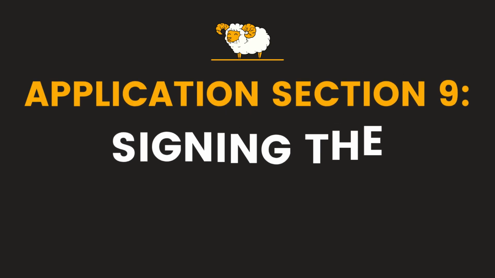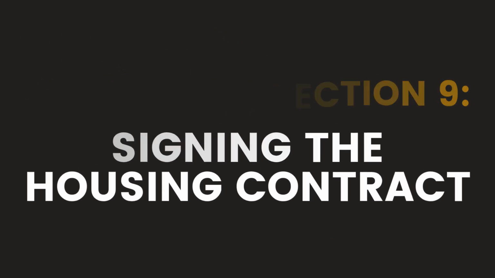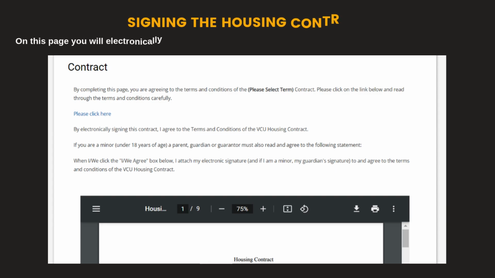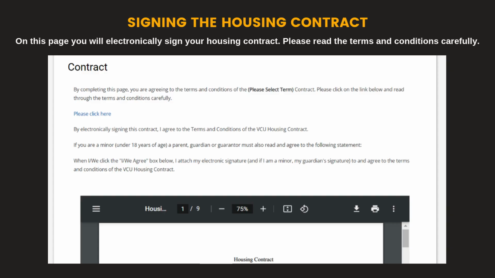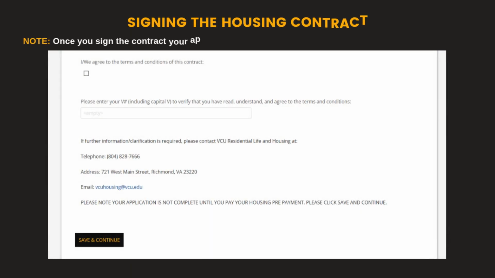Application Section 9, Signing the Housing Contract. On this page, you will electronically sign your housing contract. Please read the terms and conditions carefully. Note, once you sign the contract, your application is not complete until you pay the housing prepayment.